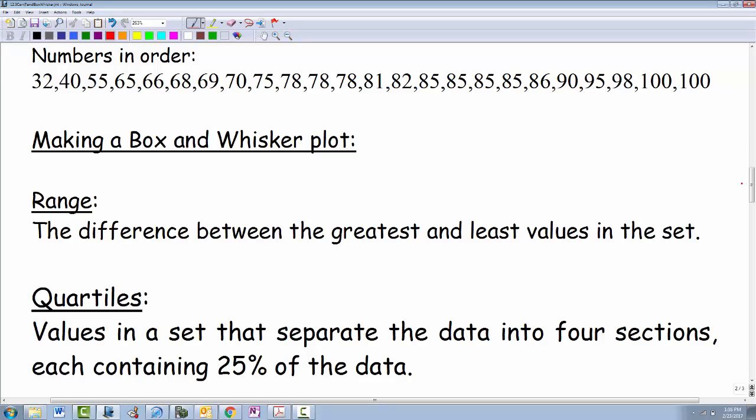So if you want to start taking notes, this is the list we're going to deal with for making a box and whisker. And I'm enabling the students that didn't actually watch the 15-minute video from yesterday. So it's the same list that we had in the boxes, put in order from smallest to largest.